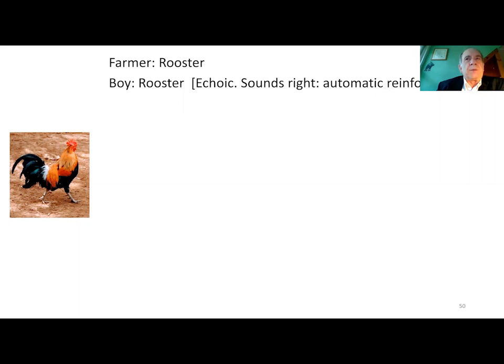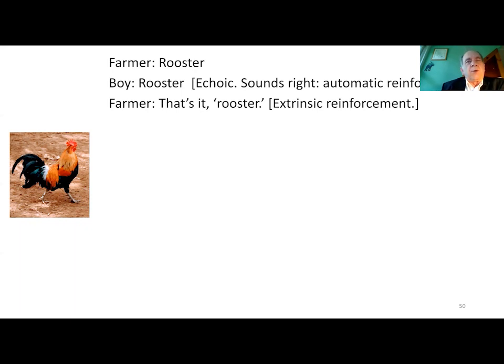But the point is that there's some automatic reinforcement, which is hidden by my picture over here. Some automatic reinforcement occurs. The farmer doesn't actually have to say, yes, that's right. In my example, the farmer does say, yes, that's it, rooster. So there's both extrinsic reinforcement and automatic reinforcement. And the reason I bring this up, and we'll talk about it more later, is that it's not necessary to provide extrinsic reinforcement if the child, so to speak, knows he's right. In fact, it may even be detrimental to apply extrinsic reinforcement when the child knows that he's right, because it implies that you don't think he knows that it's right. And so there's a little bit of social degradation there.